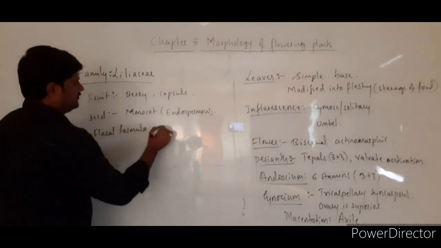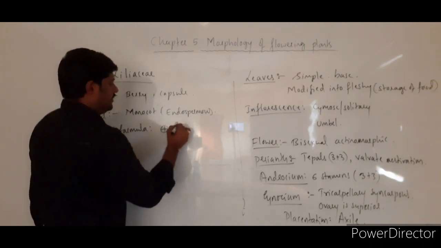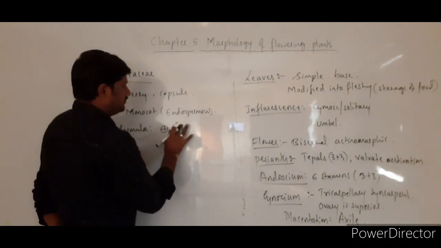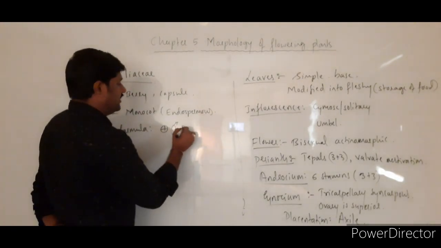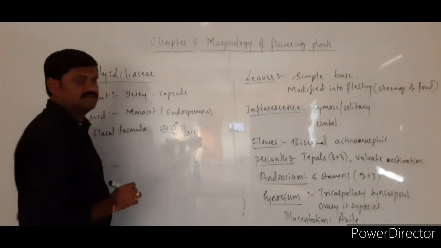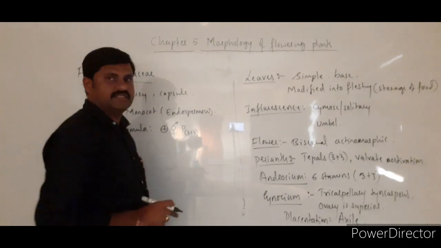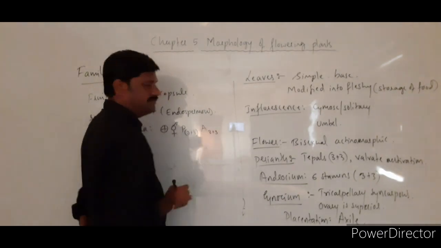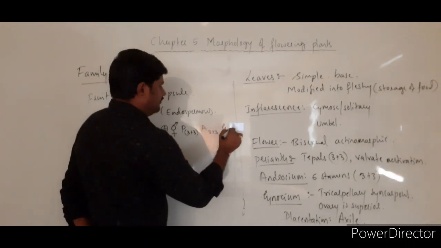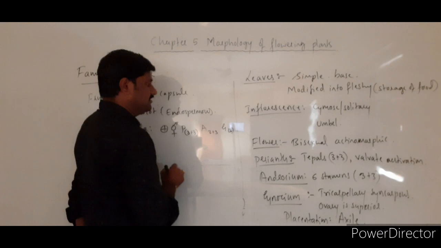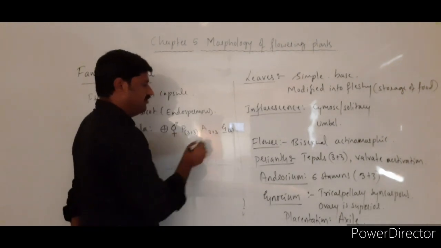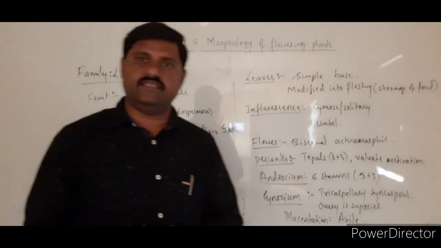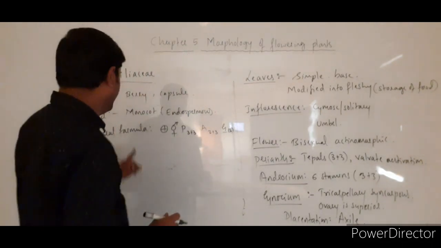After this one, floral formula. The flower is actinomorphic and flowers are bisexual. Calyx and corolla are not present over here, that is why perianth. It contains 3 plus 3 tepals over here. After this perianth, androecium are there, that is 3 plus 3 stamens, and after this androecium, gynoecium, it is having 3 carpels, that is tricarpellary, syncarpous condition, and ovary is superior. This is the floral formula of what? The Liliaceae member.